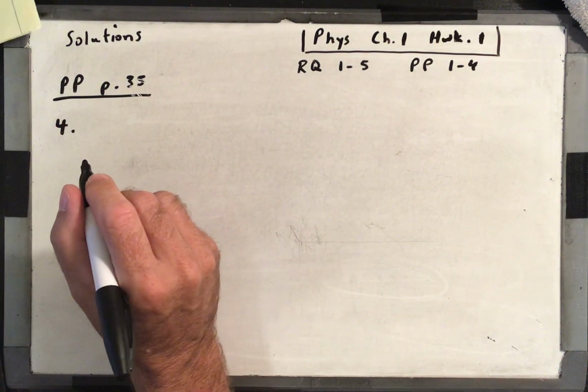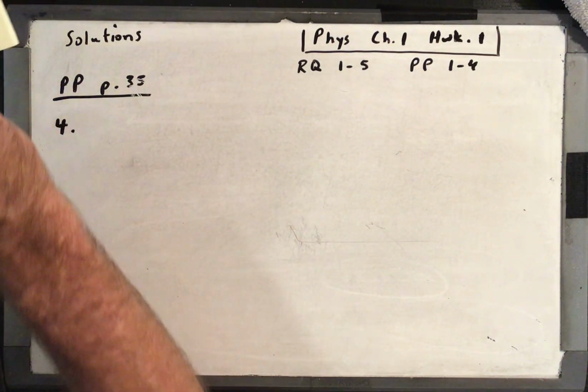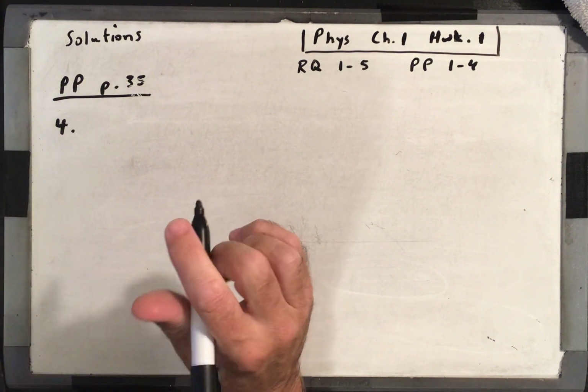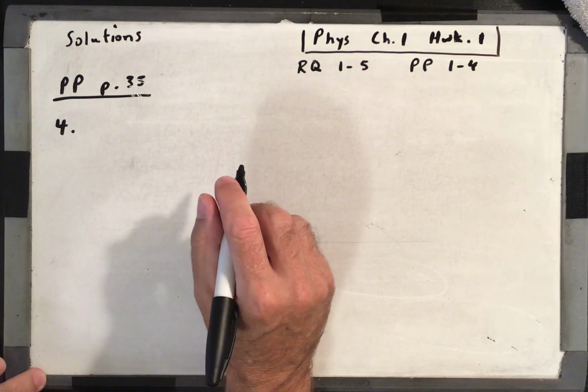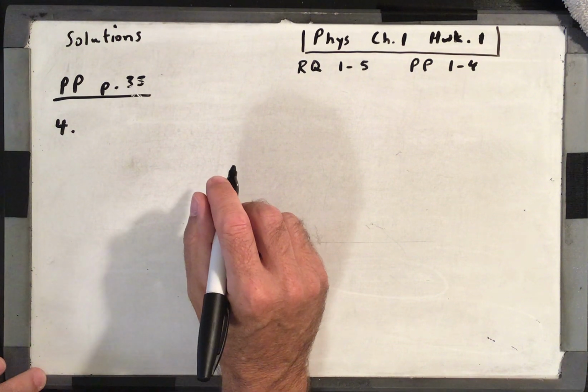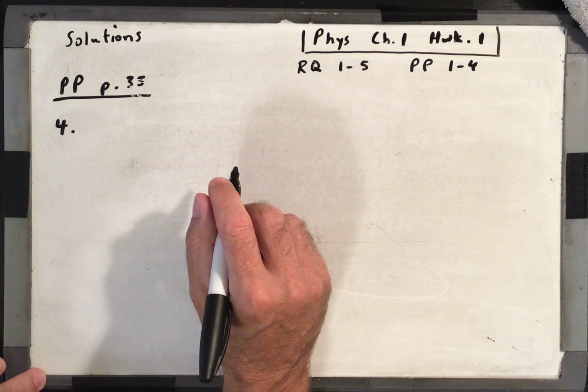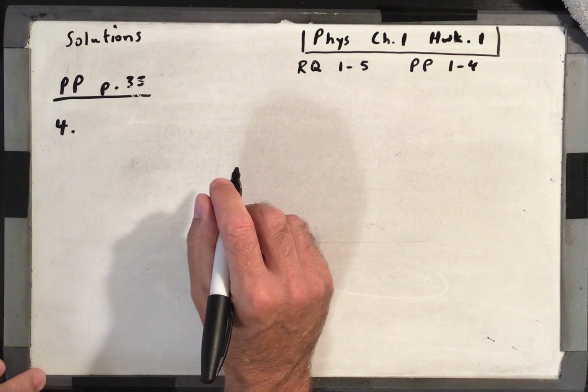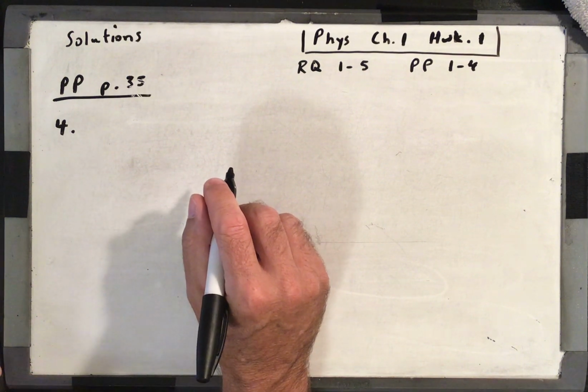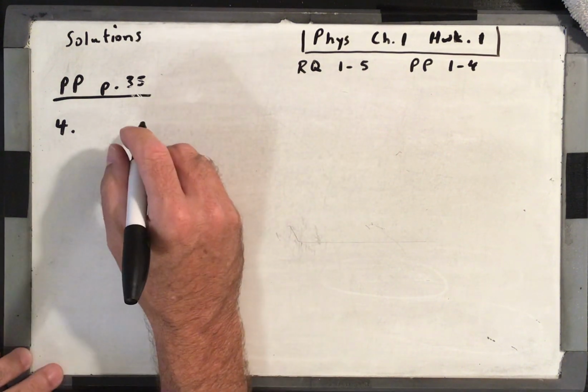Okay, number 4 says an athlete runs 1,600 meters down a straight road. Over the first 800 meters, the runner's average velocity is 6.5 meters a second. Over the remaining 800 meters, his average velocity is 4.3 meters a second. What's the average velocity over the entire race?